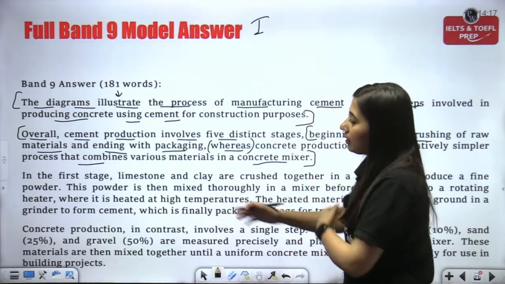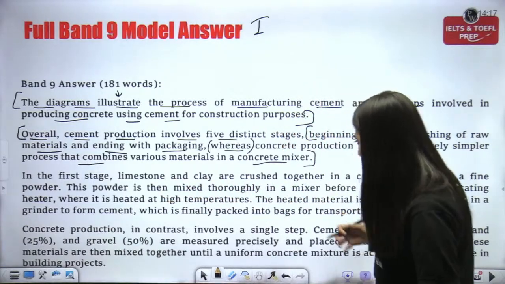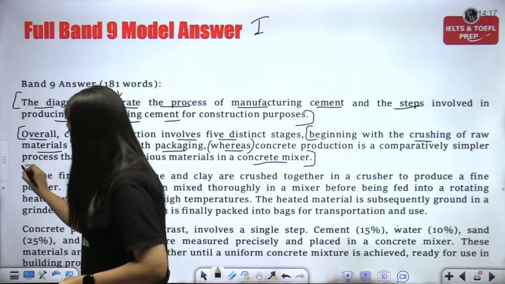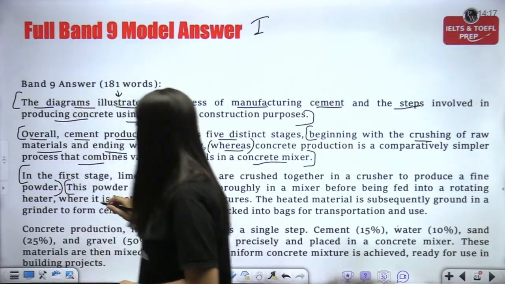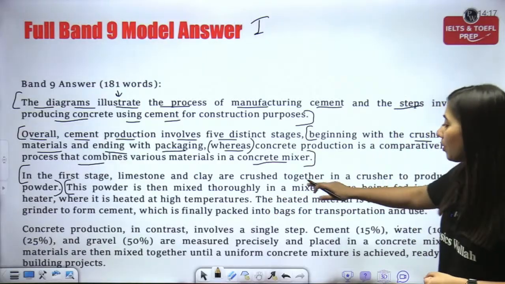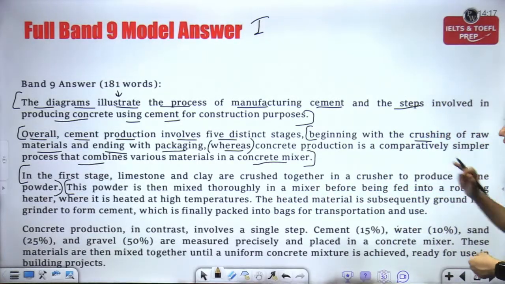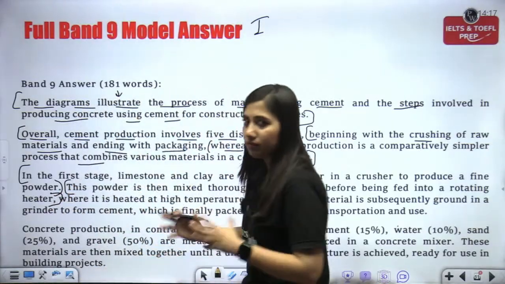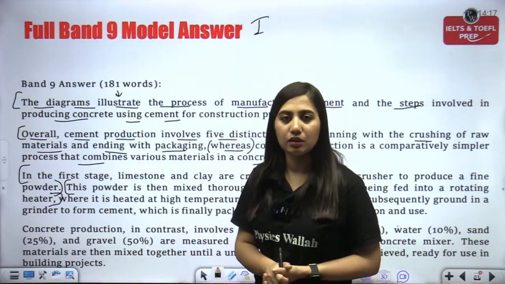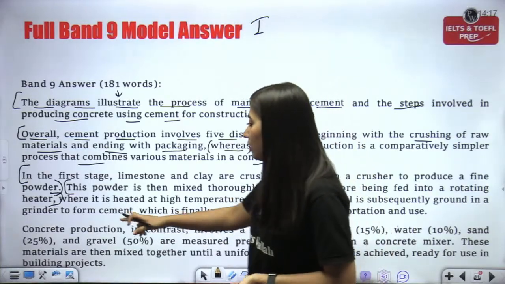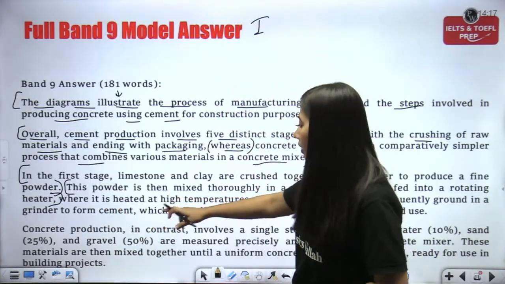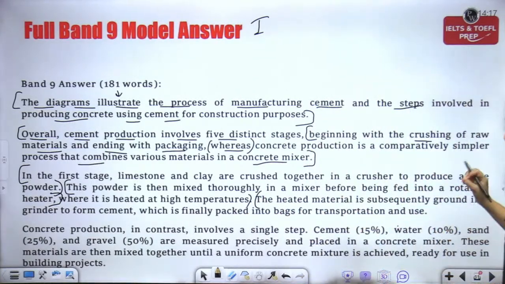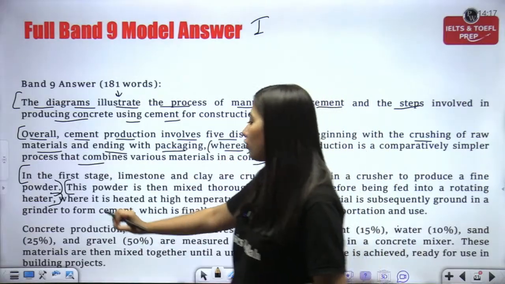Understood? So in the first stage, limestone and clay are crushed together in a crusher to produce a fine powder. Now this powder is then mixed thoroughly in a mixer before being fed into a rotating heater. Clear? After being fed into a rotating heater, what happens? It is heated at high temperatures, and then the heated material is subsequently ground in a grinder to form cement.